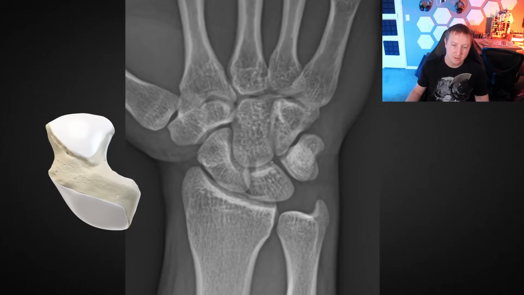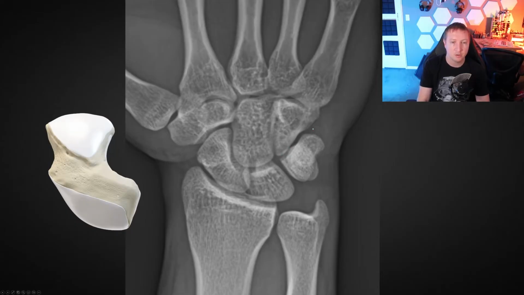And occasionally the lunate here, this is a normal study without a variant, but occasionally the lunate will have a little facet on it here for the tip of the hamate. Depending on how the wrist is structured, it may articulate there, and that actually can cause some problems in some people, a lunate impingement.